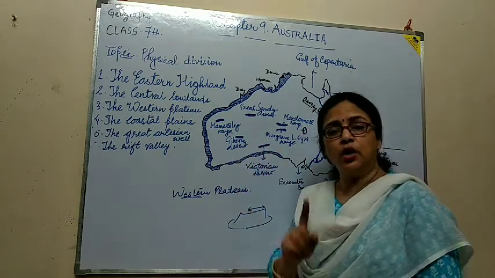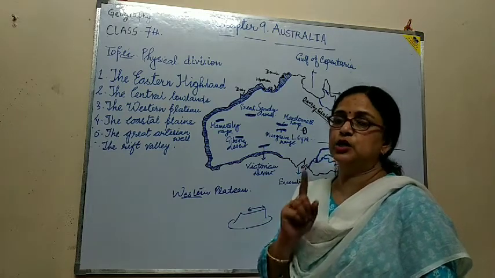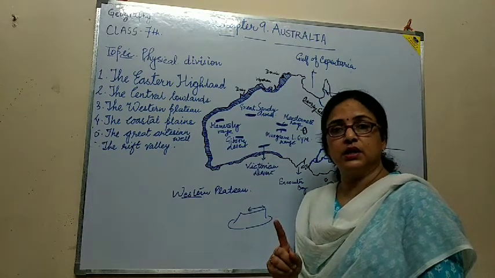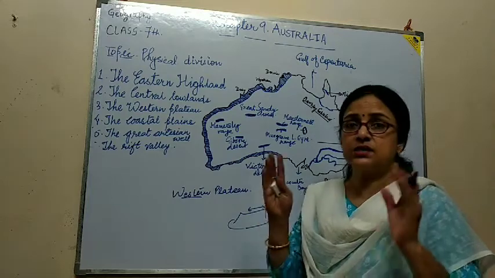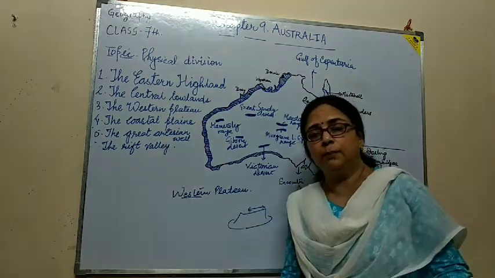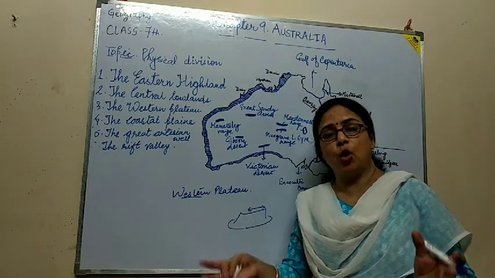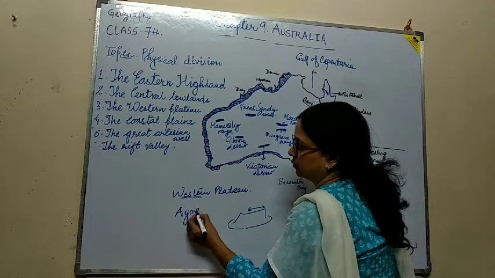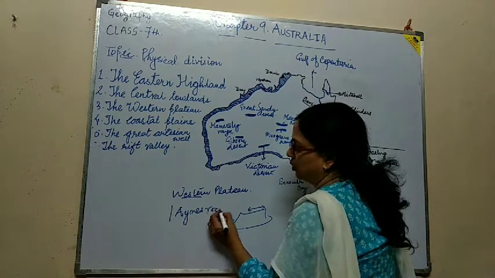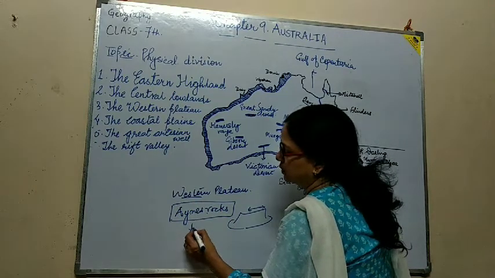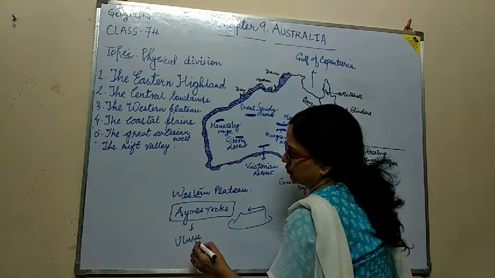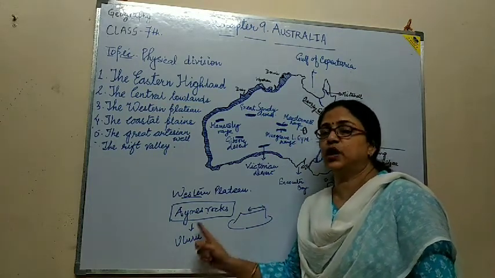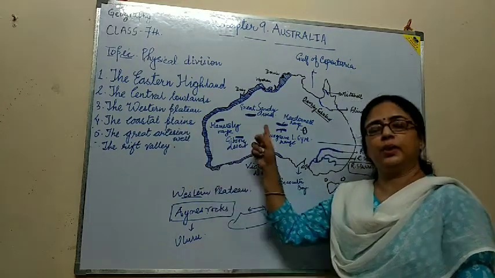Along with it, one of the important and special features of this plateau region is that there is a huge mass of a single rock. There is a very big piece of rock, which is called Ayers Rock, which is also called Uluru. This is one of the important features of the Western Plateau of Australia.